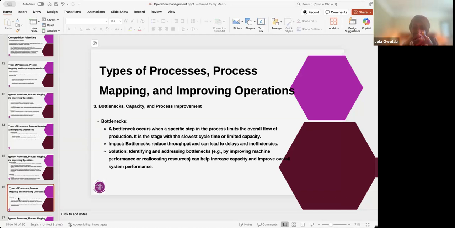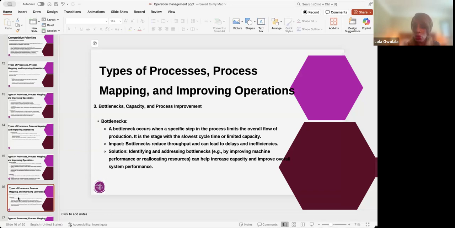When you visualize a bottleneck, nothing big can get out of it. Anything bigger than the bottle is stuck. So a bottleneck occurs when a specific step in the process limits the overall flow of production. It is the stage with the slowest cycle time or limited capacity, and it needs to be worked on. The impact is that it can reduce the throughput and therefore lead to delay and inefficiency. And that is why, as an entrepreneur, you've got to manage these steps.